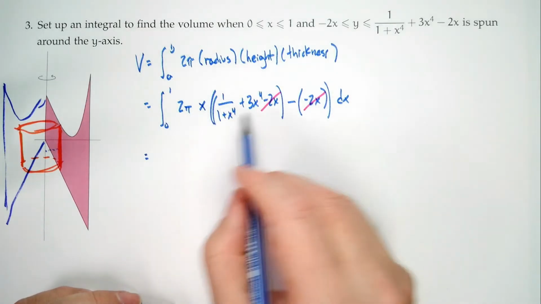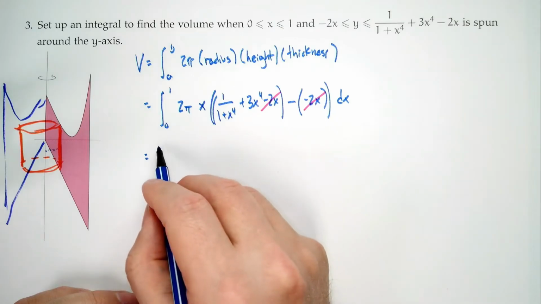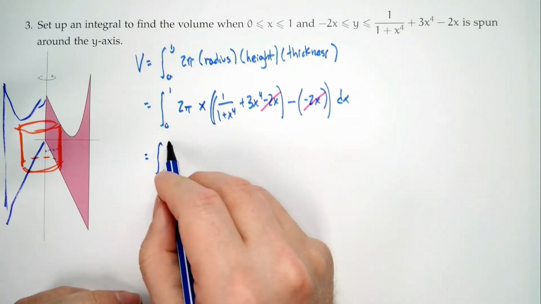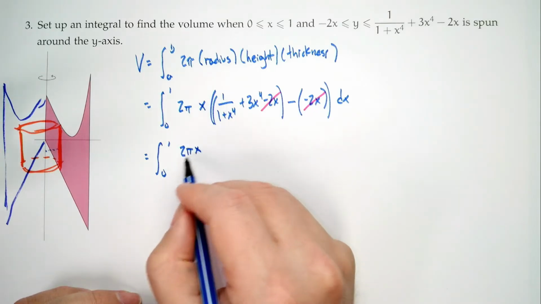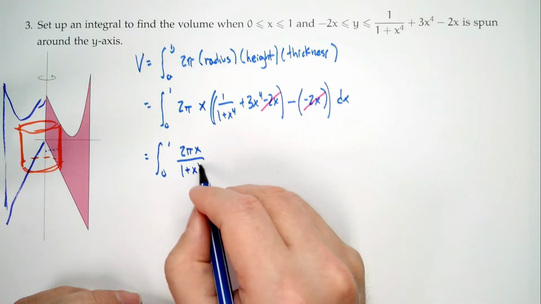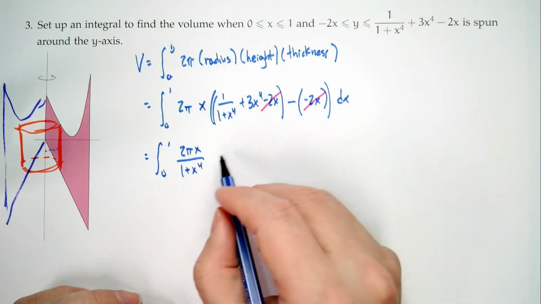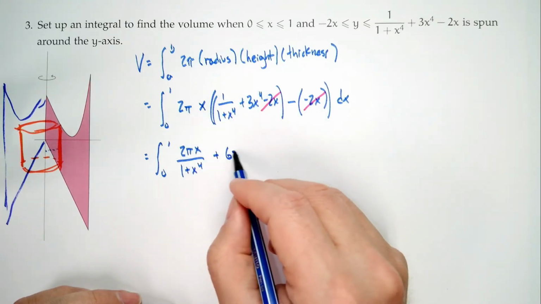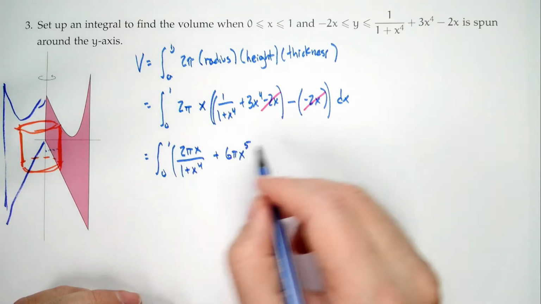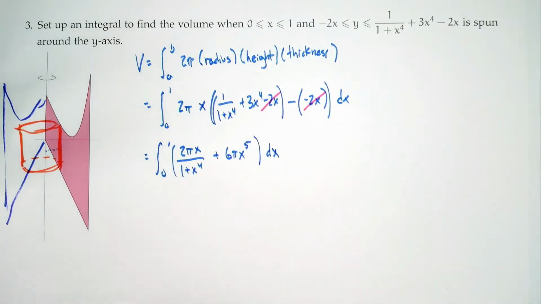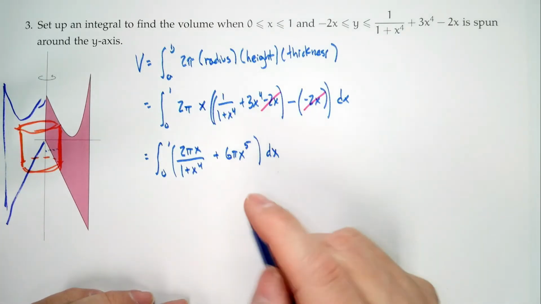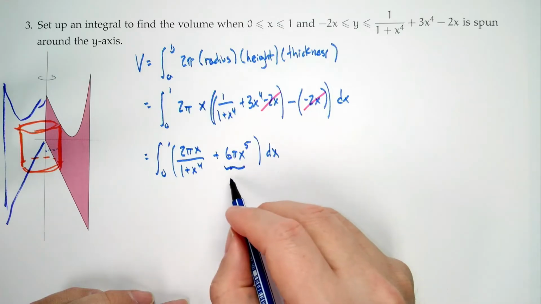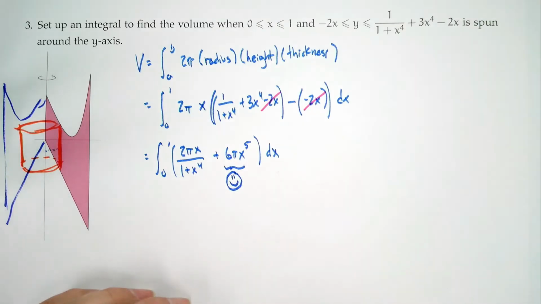Well, we're really left with a couple pieces. So let's see what they are. In the first piece, we have 2 pi x over 1 plus x to the fourth. And then the second piece, we have plus 6 pi x to the fifth. All right, so now we just have to think about how to do these pieces. Now, this last piece right here, this we have a term for. It's nice. So we're good to go on that piece.